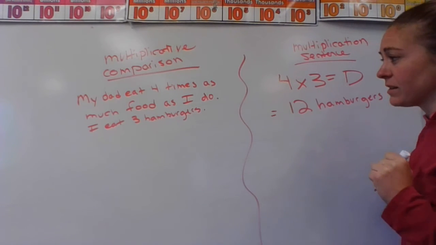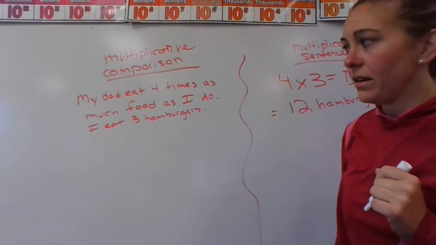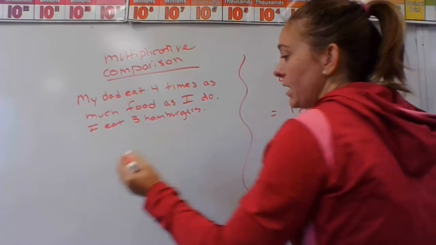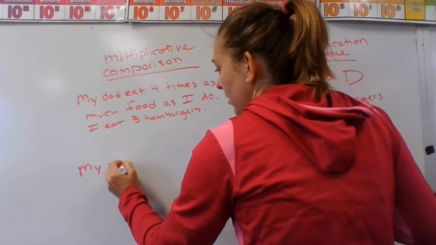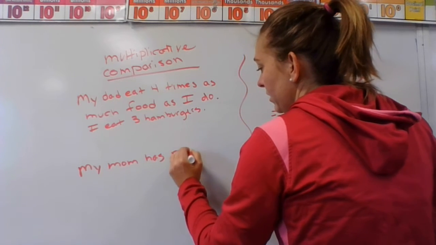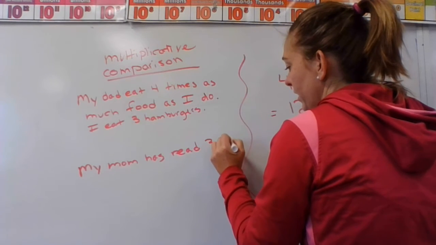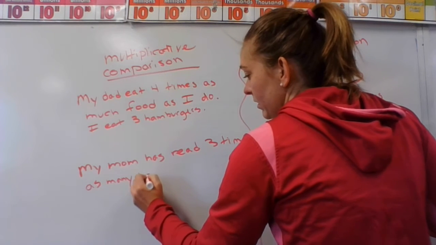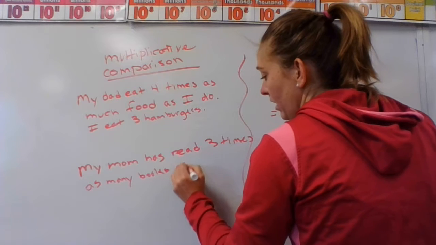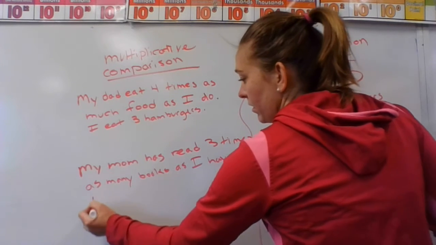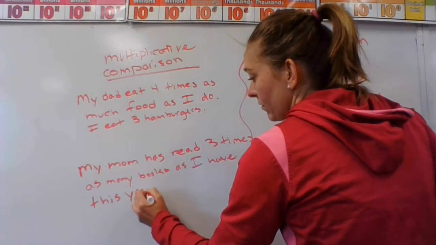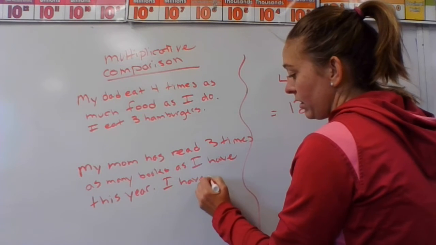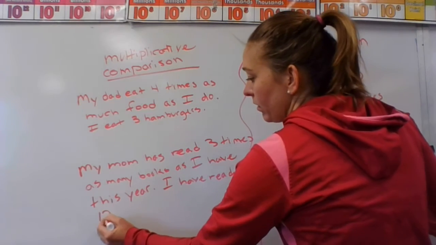Does that kind of make sense? Let's do another one. Or you could say, my mom has read three times as many books as I have this year. And you have to have how many books I've read. I have read 12 books.